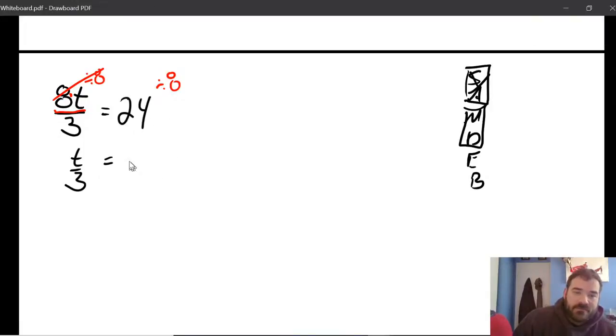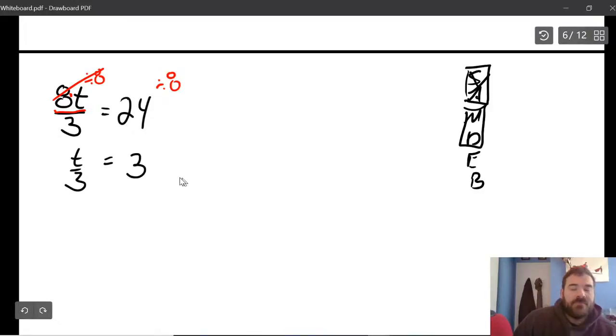Well, that's going to give me 3: 8, 16, 24. And then I have t divided by 3 is equal to 3. The opposite of dividing by 3 is multiplying by 3. And whatever I do to one side, I have to do to the other. So t times 3 divided by 3, these 3's cancel out. All I'm left with on this left side is t is equal to 9.